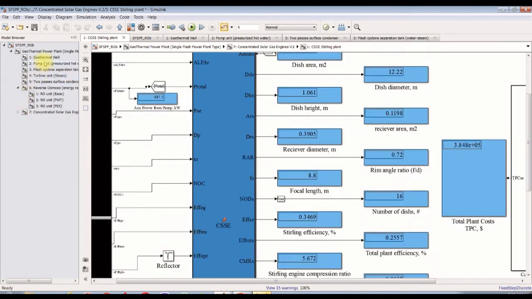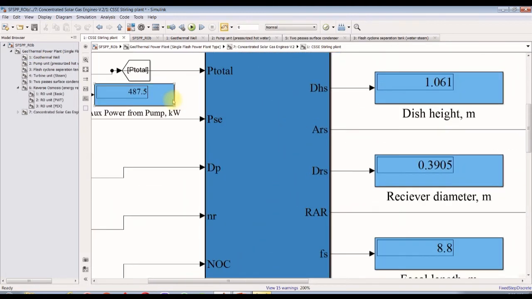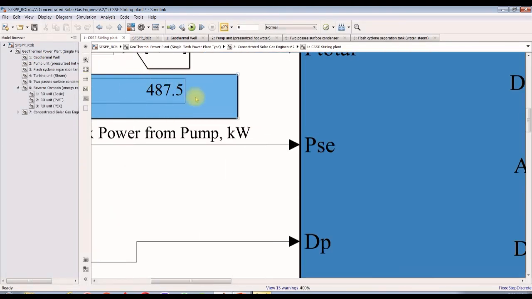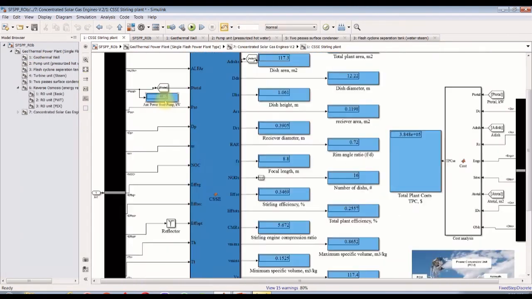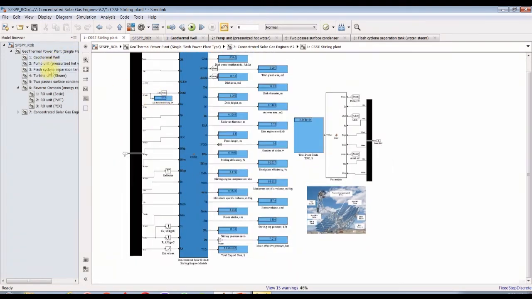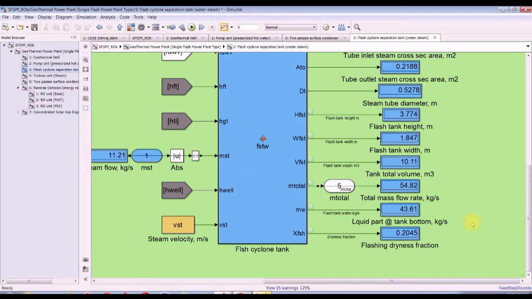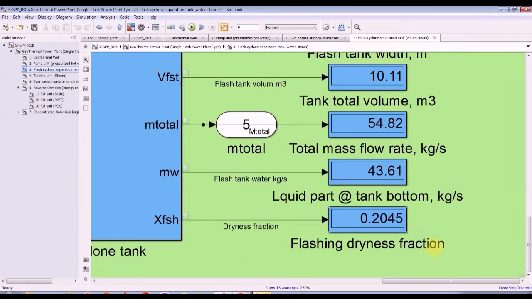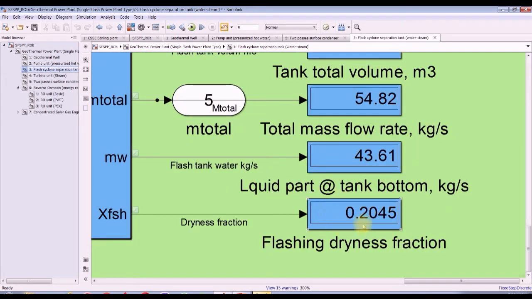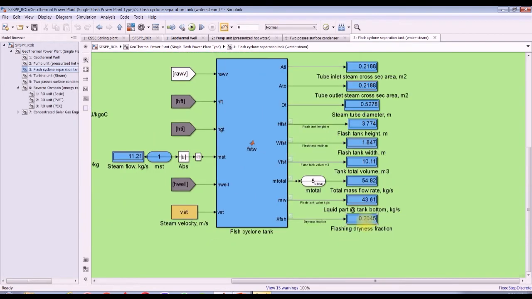Okay, this is responsible for 487 kilowatt for the pump. Okay, let's go for the flash unit. For the flash, we have to be sure about this. This is dryness fraction. So it's 20%, the quality of the steam. It's 20% in the flash tank.